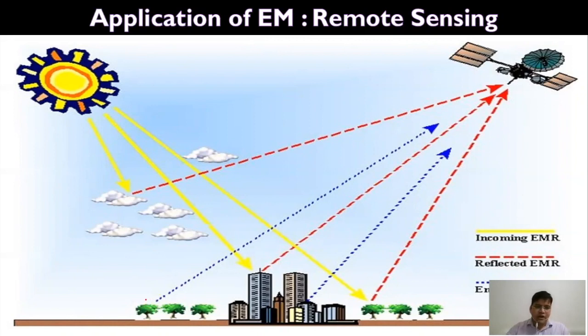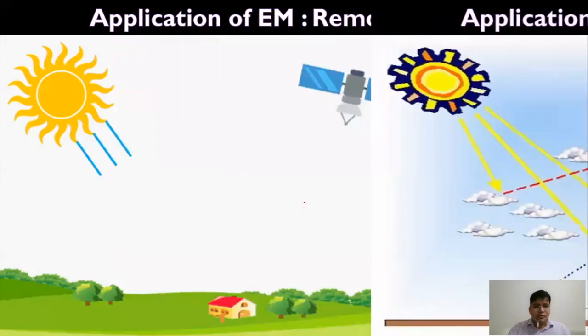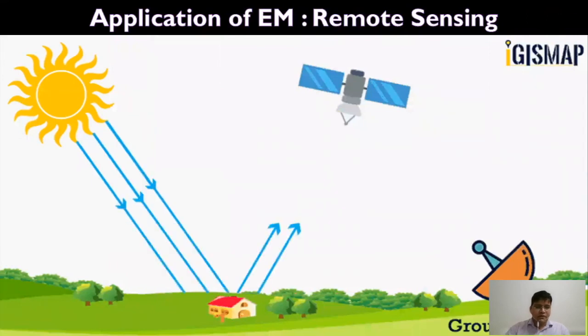Our trees and our buildings are emitting several types of EMR. They are radiating some inbuilt EMR, and they are directly sending the EMR towards the satellite, and the satellite senses this type of EMR. So there are two types of remote sensing: one is active, and the second one is passive. You can see this figure also.